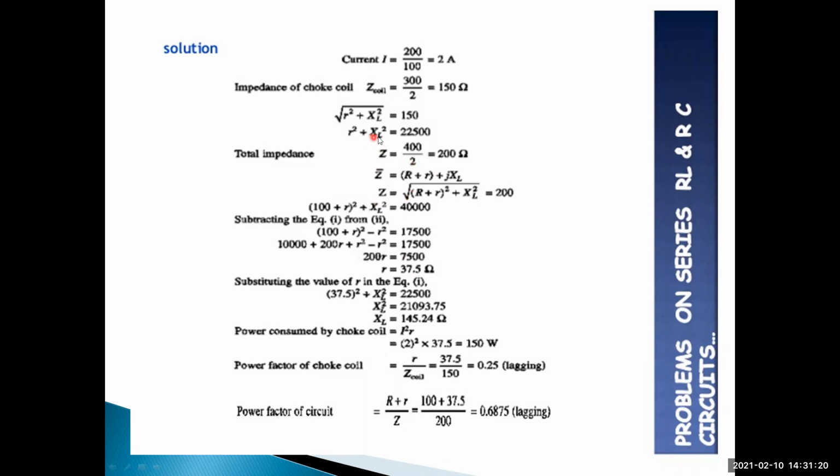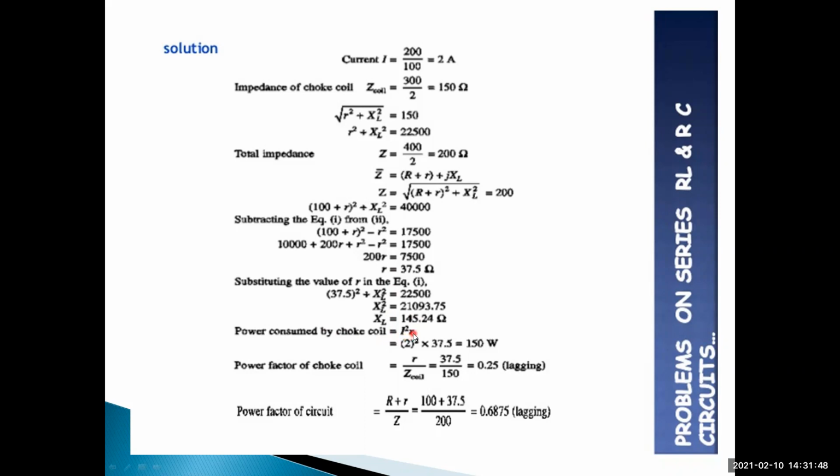R square plus XL square is 22500. So from this equation, subtract here, and we'll get XL square as 37.5 whole square. Or, substituting this R in this equation, you will get XL like this. So R is known and XL is known. Then power consumed by the choke coil is I square into R.